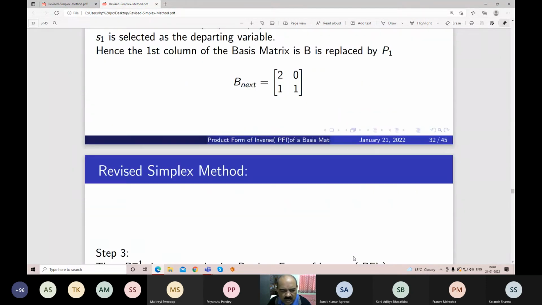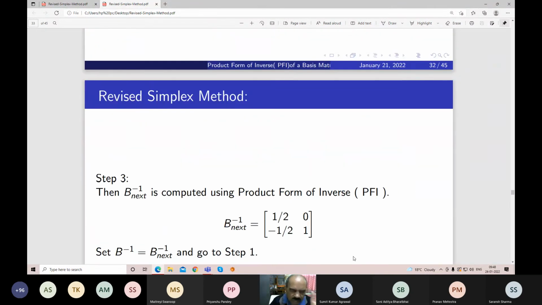That's all. These are the things you have to remember, and most likely here itself you are using the product form of inverse to compute the inverse of the basis matrix. What is the reason? Because once the old inverse is there, you are using that inverse, only changing one column, and computing the new inverse. So please use the product form of inverse in the revised simplex method. In all the problems, use the product form of inverse and simplify. If any doubt, you can ask me, I will explain.